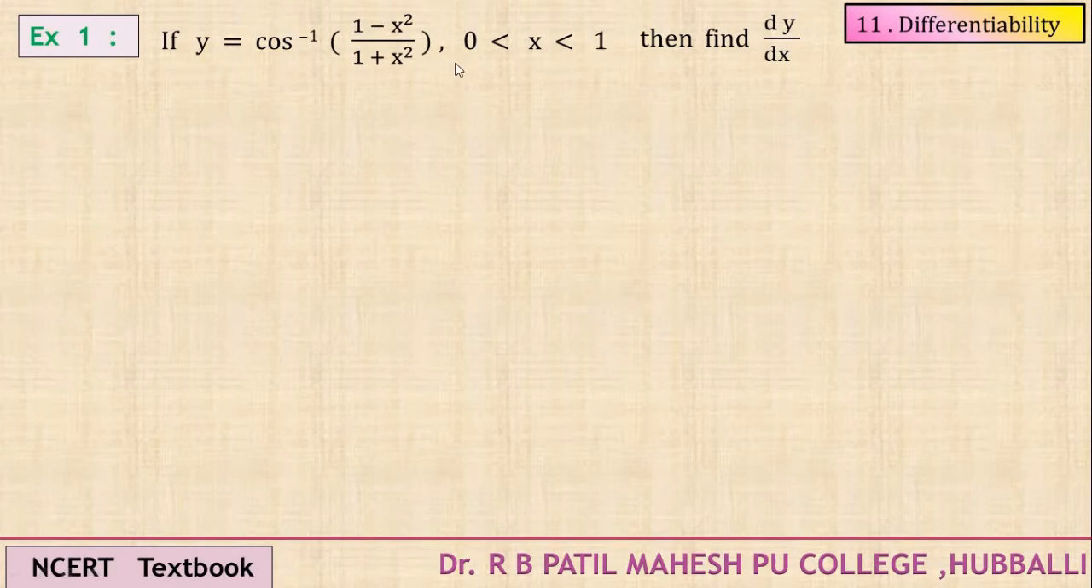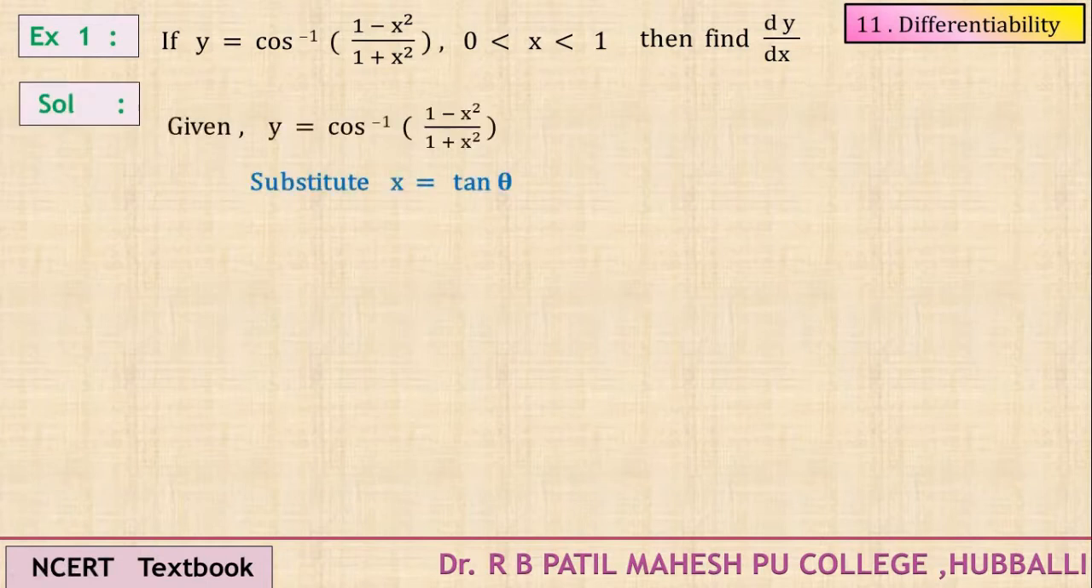Look at the function cos inverse of (1 minus x square) divided by (1 plus x square). It is a composite function, but the variable is a standard expression we have. So we differentiate this function using the substitution method. First you write the given function, then take the substitution x equal to tan theta. For this expression we have to take x equal to tan theta.